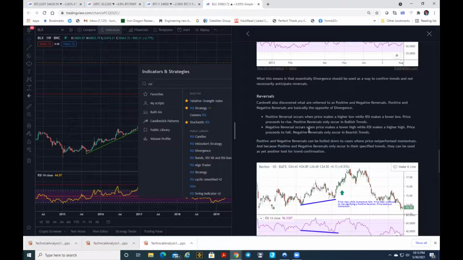Positive and negative reversals can be boiled down to cases where price outperforms momentum. And because positive and negative reversals only occur in their specific trends, they can be used as yet another tool for trend confirmation.